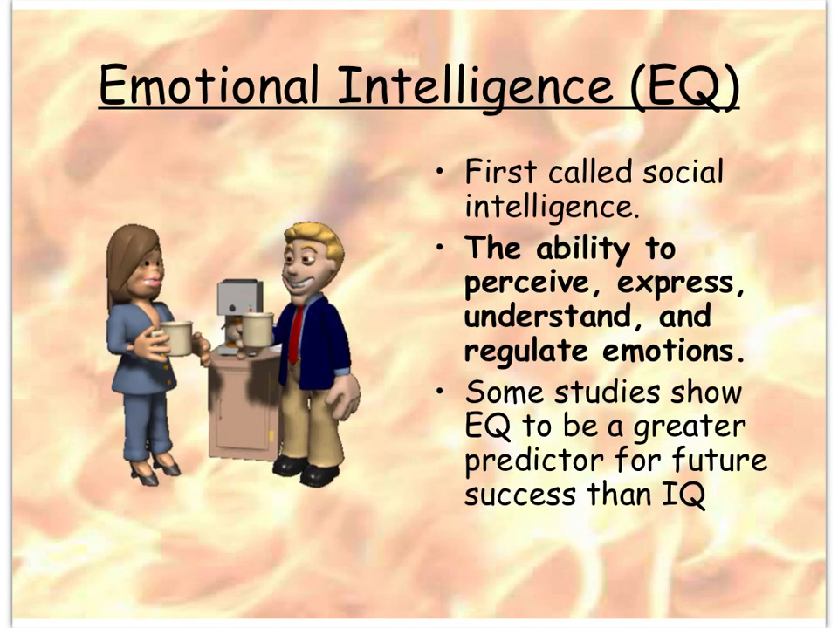And now we have emotional intelligence, which is also a construct, so it depends on how you define it. This was first called social intelligence, so this ability to perceive, express, understand, and regulate your emotions. Some studies show that emotional intelligence, or your EQ, is a greater predictor for future success than your IQ, or your intelligence quotient. So someone with a strong emotional intelligence or emotional quotient, a strong EQ, would be able to quickly reduce stress when necessary.